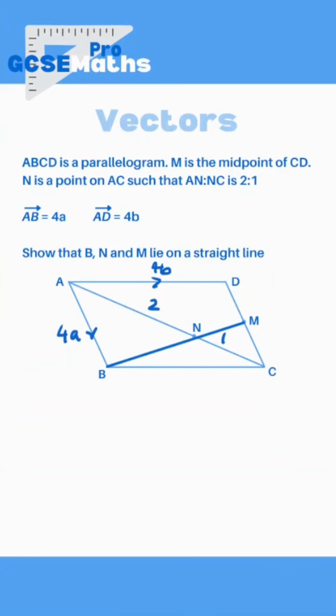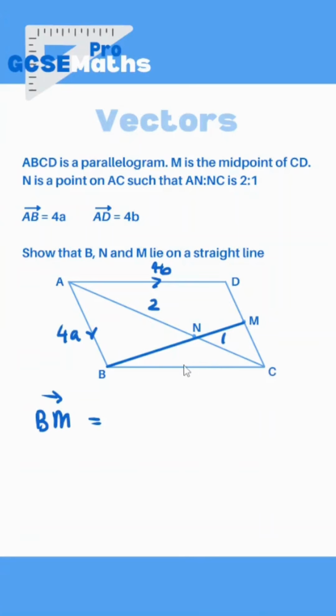To prove that anything lies on a straight line, we first need to prove that two of the vectors are parallel. So you choose any two vectors from this line. I'm going to choose BM as a whole, because I think that's the easiest one to do. To work out BM, I would like to go BC and then CM.